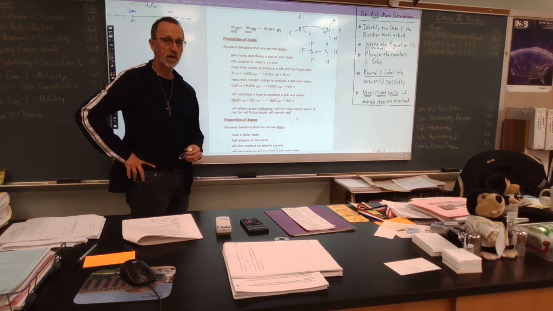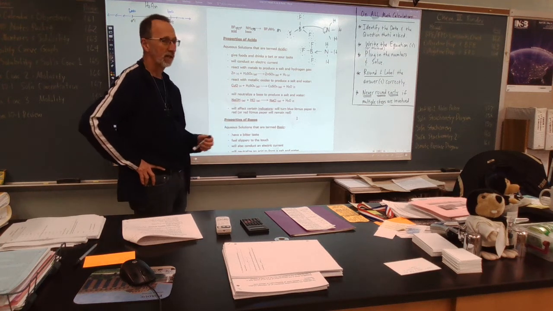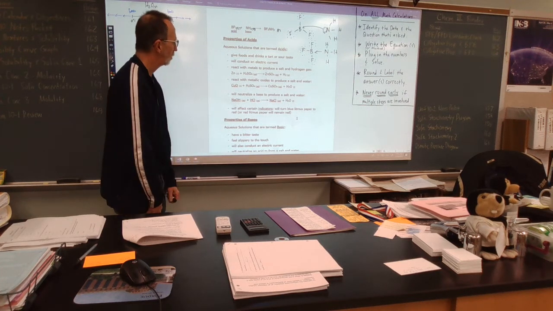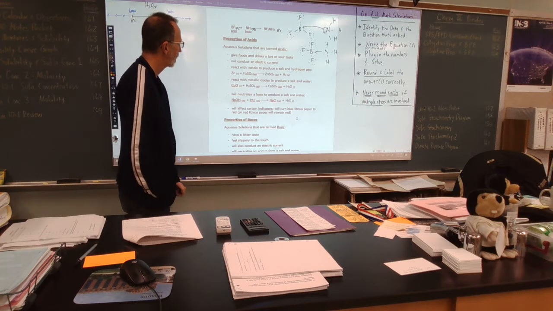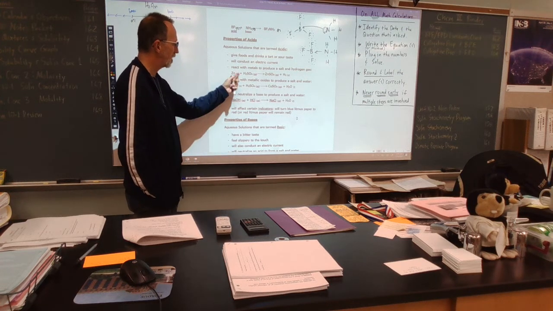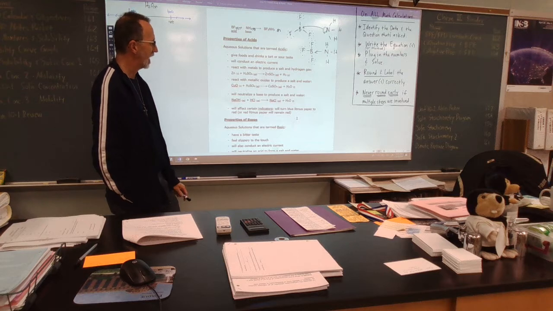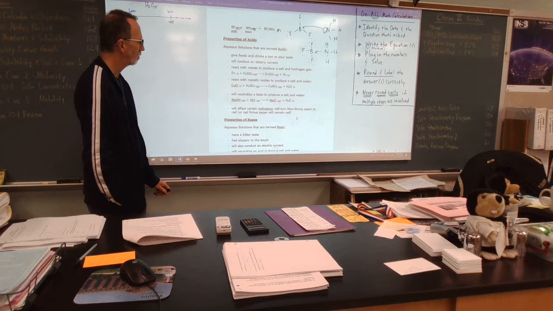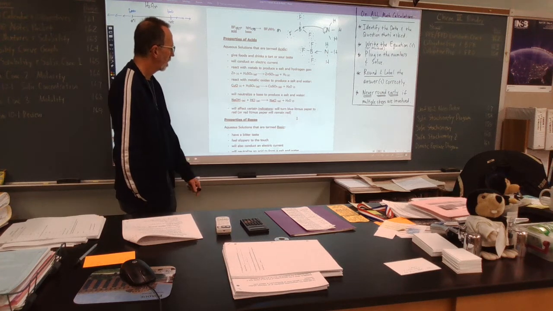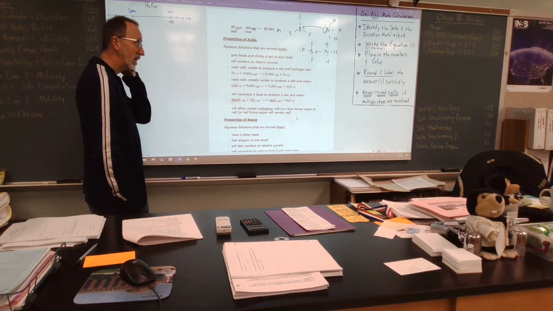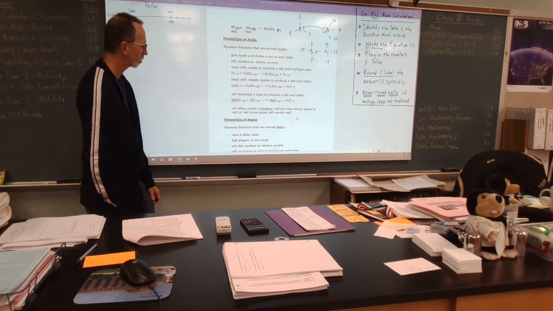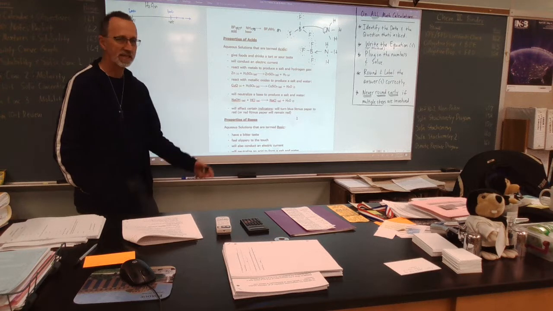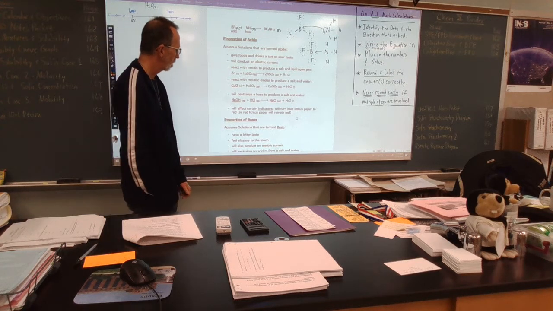Acids will conduct an electric current because, remember, these compounds are electrolytes. When dissolved in water, they split and form positive and negatively charged ions. Acids react with metals to produce a salt and hydrogen gas. So we've talked about these in our earlier discussion of reactions, single replacement here. They react with metallic oxides to produce a salt and water. They will neutralize a base to produce a salt and water. Of course, that's an acid-base neutralization reaction.